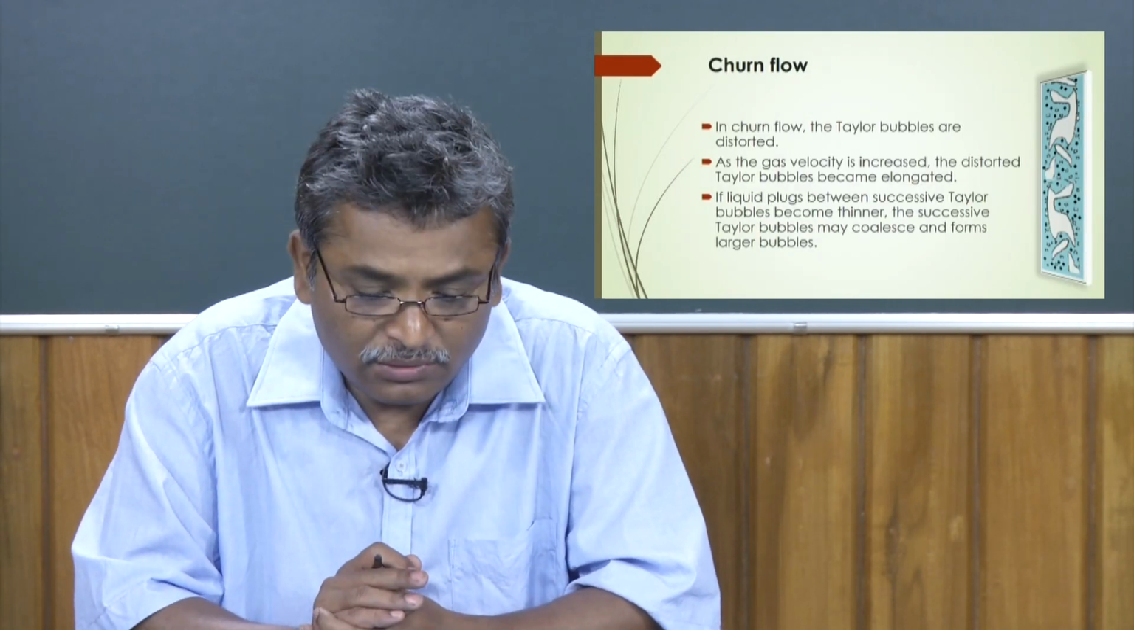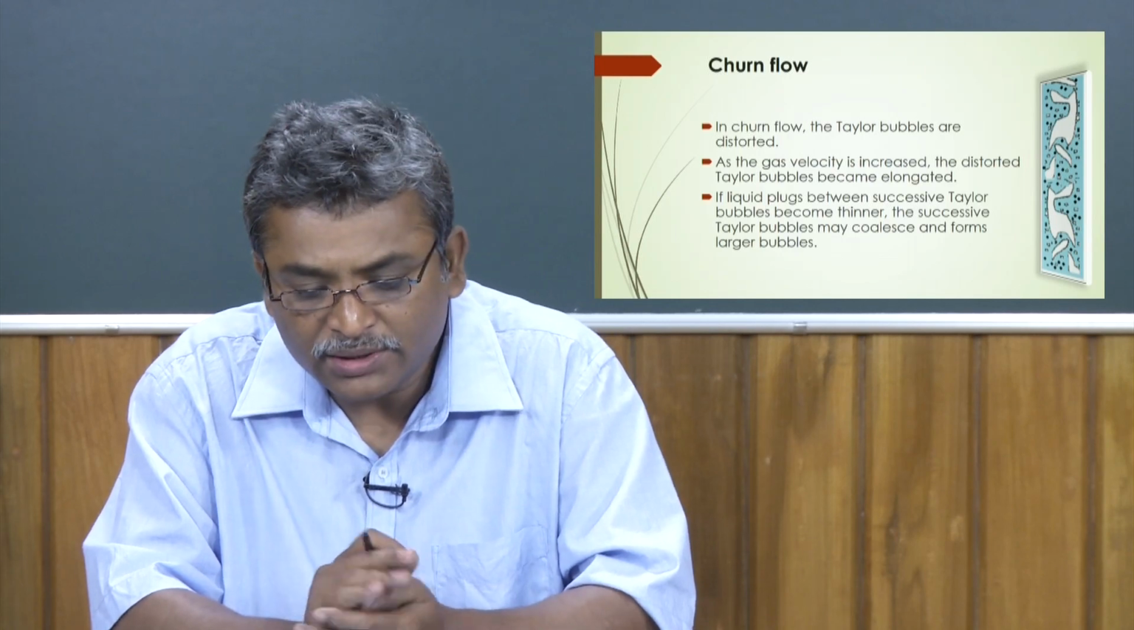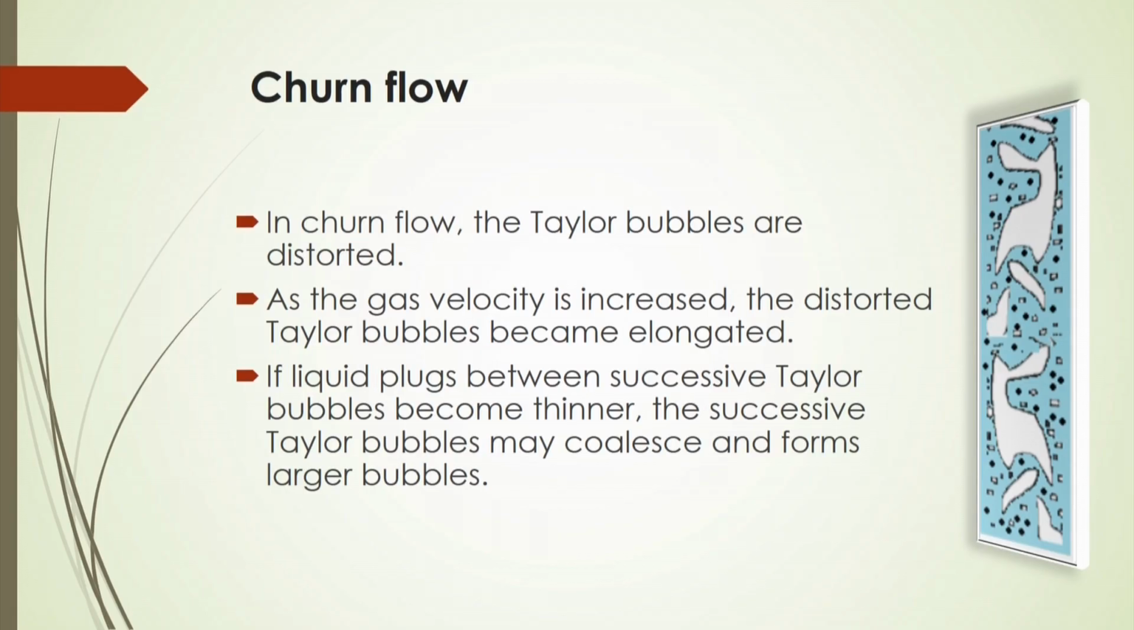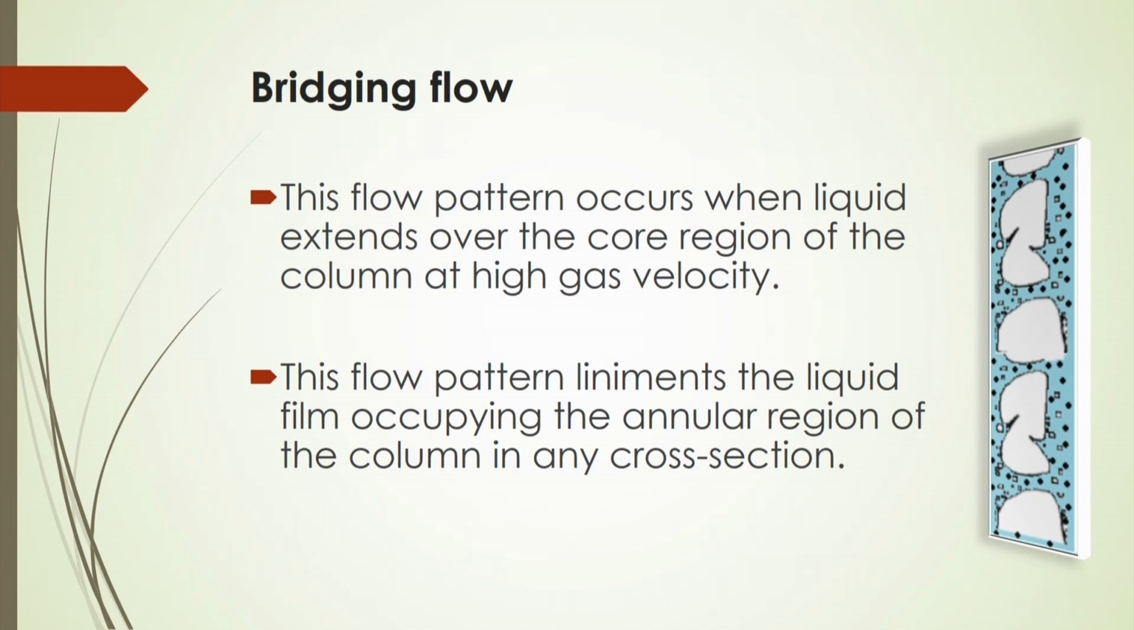And churn flow: in churn flow the Taylor bubbles are distorted, and as the gas velocity is increased again, the distorted Taylor bubbles become elongated, and if the liquid plugs between successive Taylor bubbles become thinner, then successive Taylor bubbles coalesce and form larger bubbles, and you will get the churning condition inside the bed.